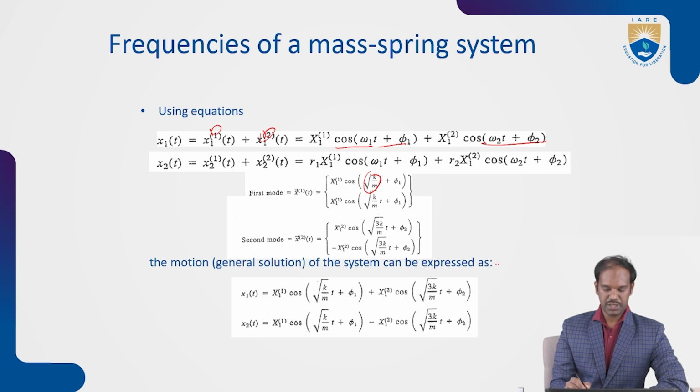The mode shapes can be expressed in terms of x1 plus x2, for mass 1 and mass 2, with a positive sign and a negative sign for the first and second. So this is x1 cos of square root of k by m times t plus phi, plus x2, which is mass 2, cos of square root of 3k by m times t plus phi, under the positive signature, and under the negative signature it will be the same with a negative sign.